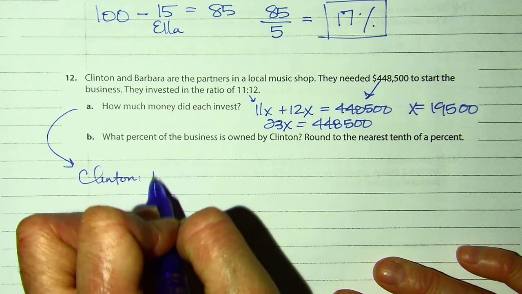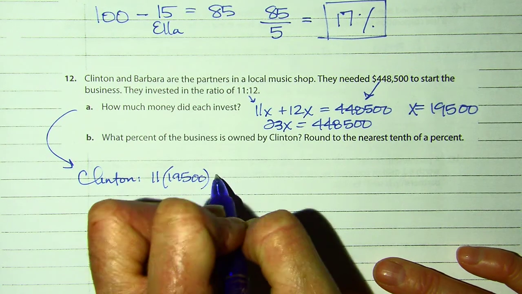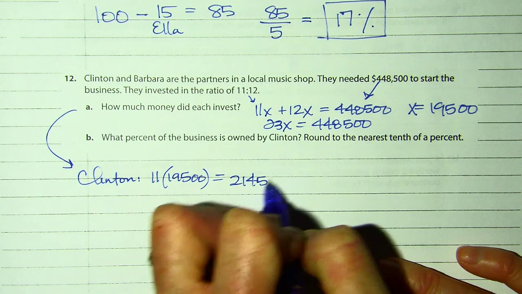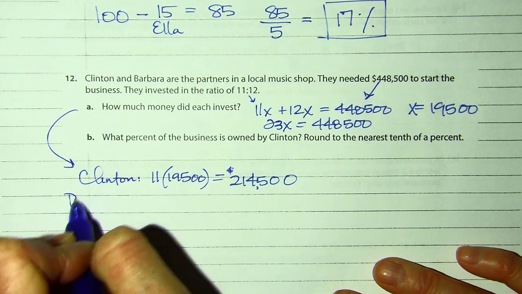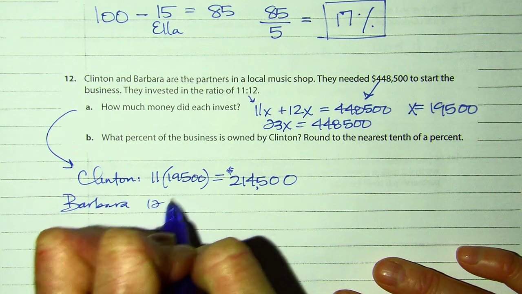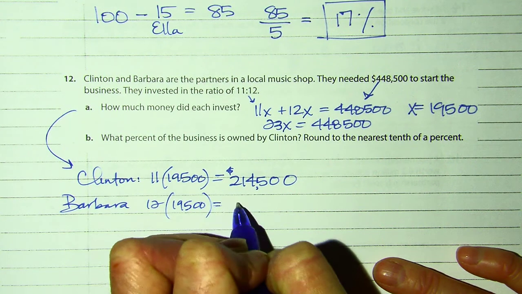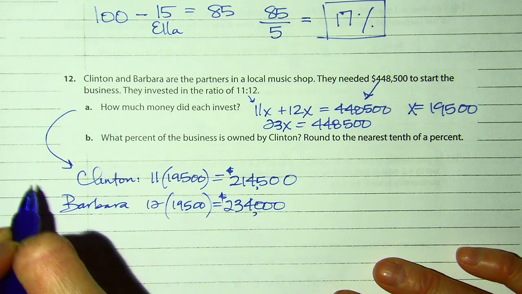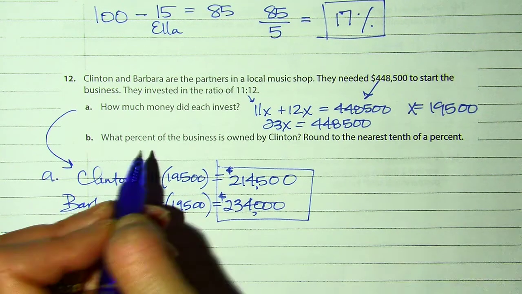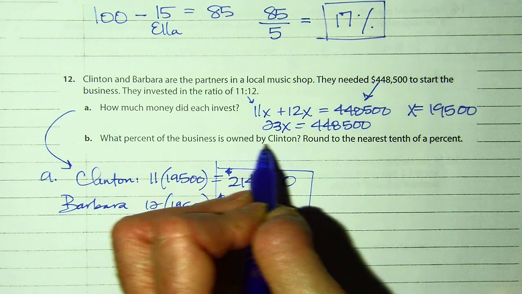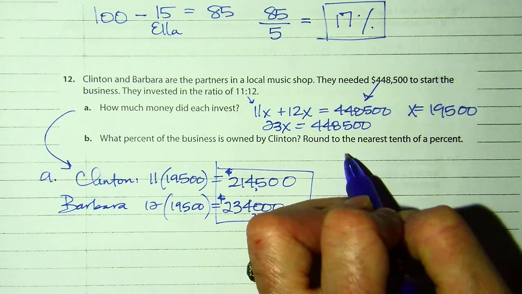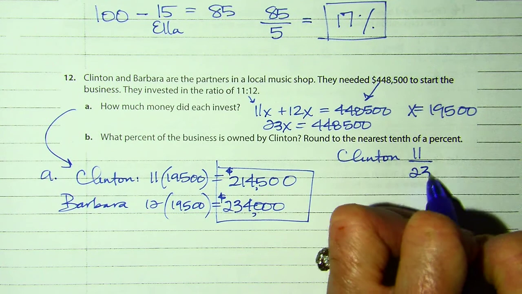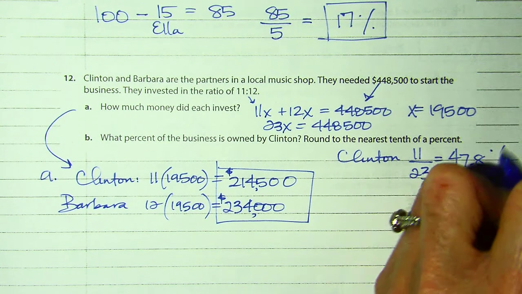So Clinton had a ratio of 11. So 11 times 19,500 equals 214,500. Barbara is 12 times 19,500, and so her investment was 234,000. So that's part A. Part B, what percent of the business is owned by Clinton? Well, Clinton owns 11 out of 23. So he has 47.8% of the business.